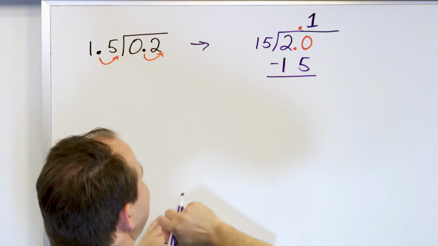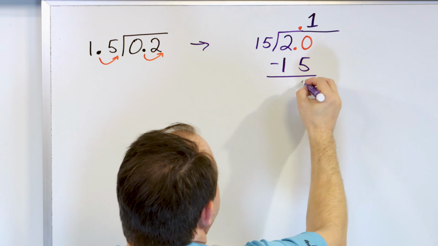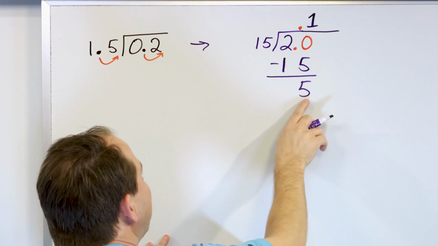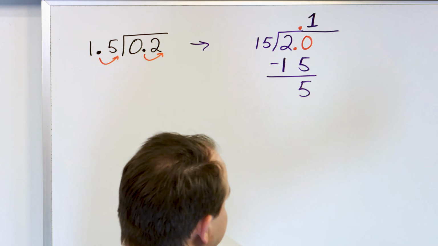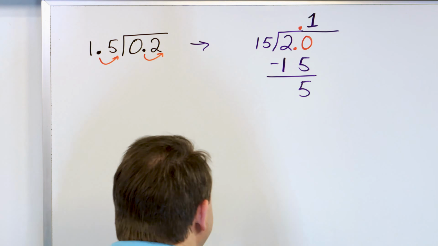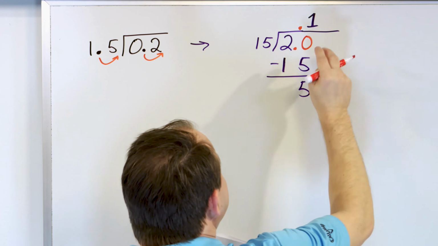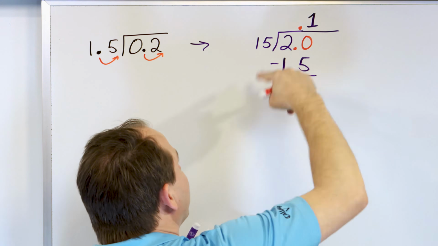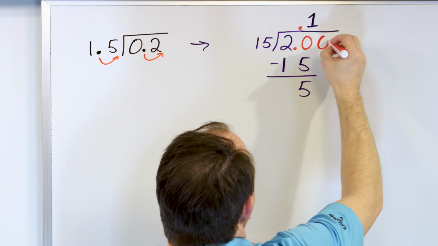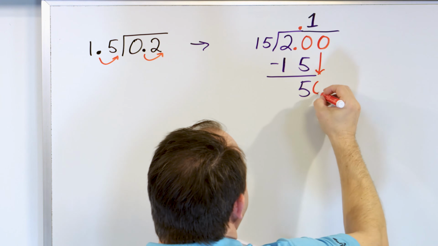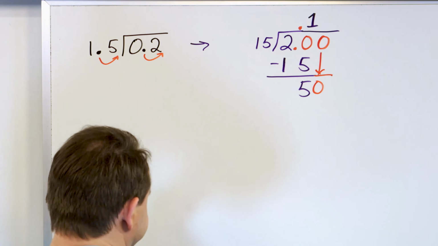We could borrow and all that, but you know that 20 minus 15 is just 5. So we get a 5, which of course means the remainder is not 0. We don't have any more digits to drag down, but we can't stop. We need to either have a remainder of 0 or we start to see it repeating. So let's put a 0 there and let's drag 0 down there.